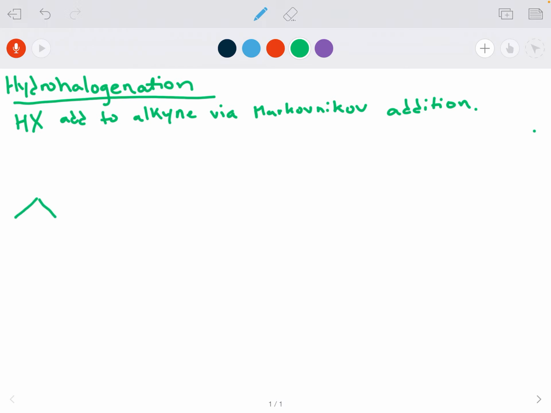So if I have the following alkyne here, we're reacting with HCl. The pi bond will attack the hydrogen, leaving the chlorine with the extra electrons from the bond, and the hydrogen adds to the less substituted position.